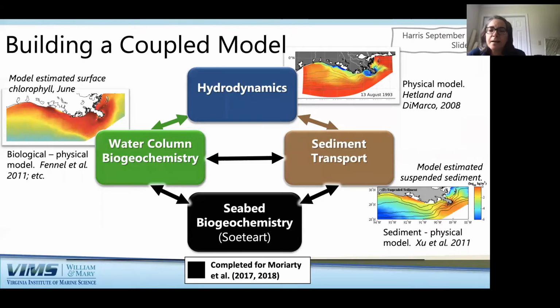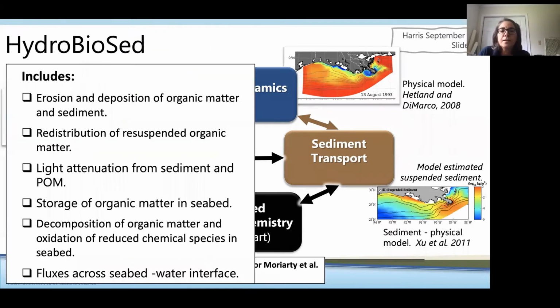And Julia attacked this problem by adding a diagenesis component to our sediment transport model. So she added the Sodert biogeochemical model for the seabed, and then that model was able to link the nutrient components that come out of the water column biogeochemical model into a sediment bed diagenesis. And so I'm going to show you some of the results from Julia's work.